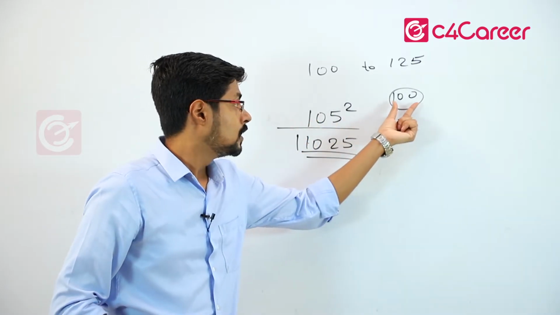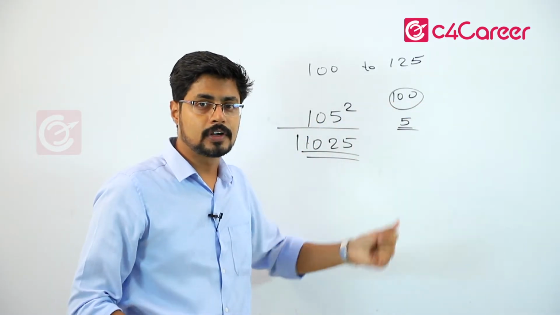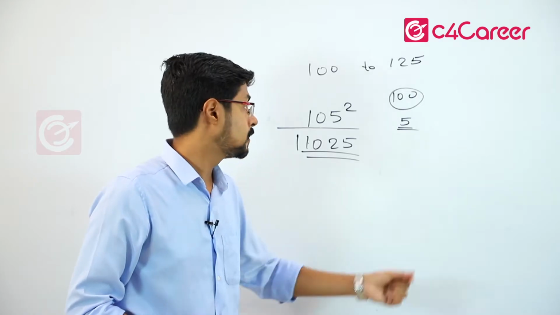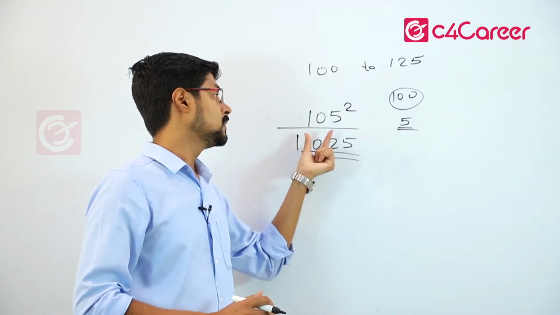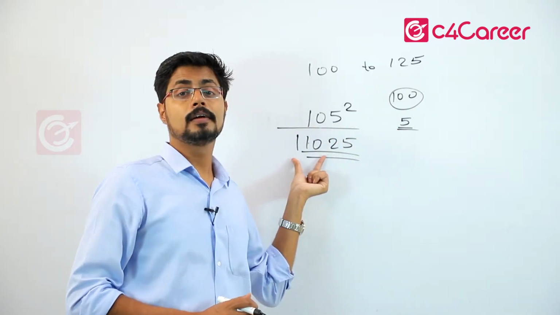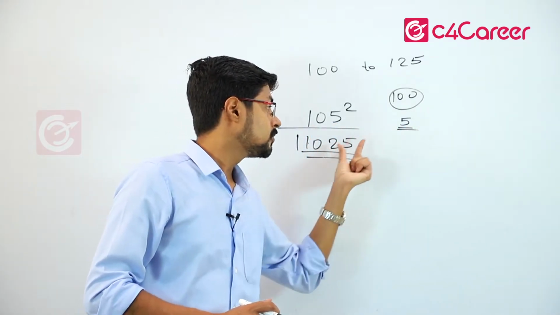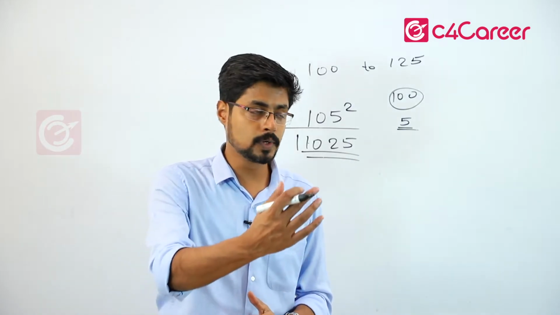105 square. The only thing we have to think is, what is the difference from 100? The difference is 5. So the first part of our answer is 105 plus 5, that is 110. The second part is 5 square, 25. Now let's do it very quickly.